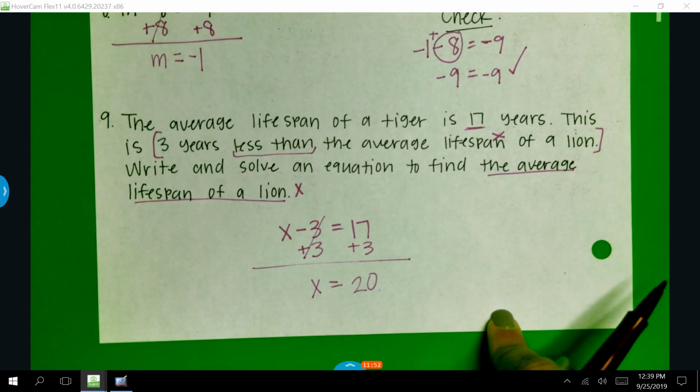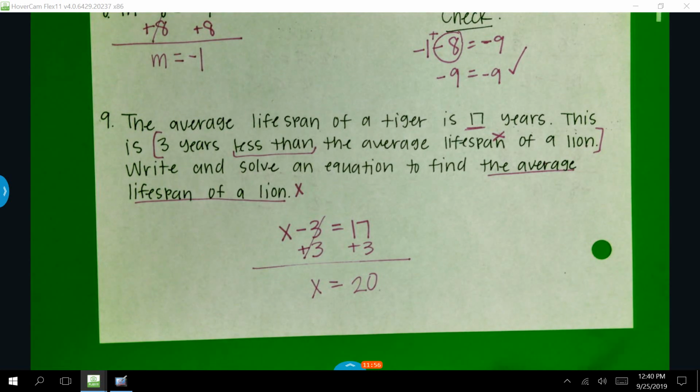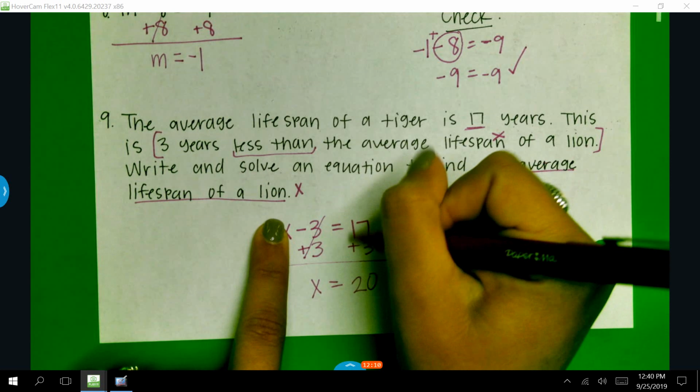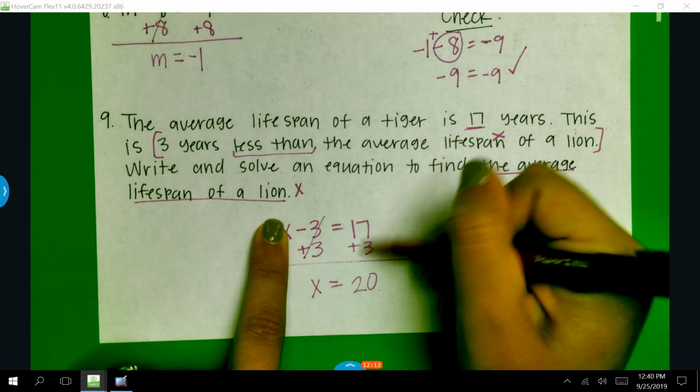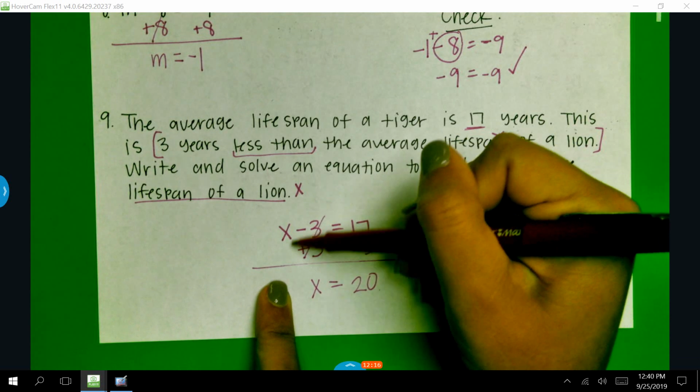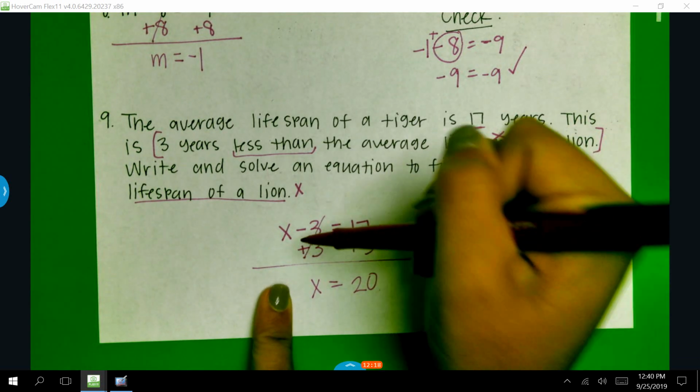Questions? Are we good? So what number are you trying to do the opposite of? The number that's by itself or the number that is with the variable? The number that is with the variable, right? Because I want that variable to be by itself. So I don't want to subtract 17 from both sides because that would leave me with nothing over here. So you're always wanting to do whatever the opposite is of the number that is with that variable.